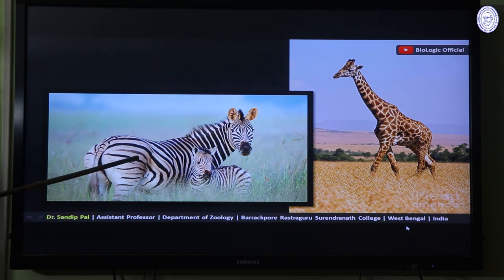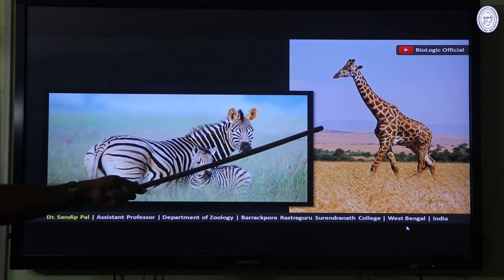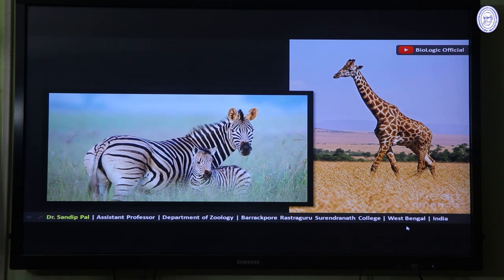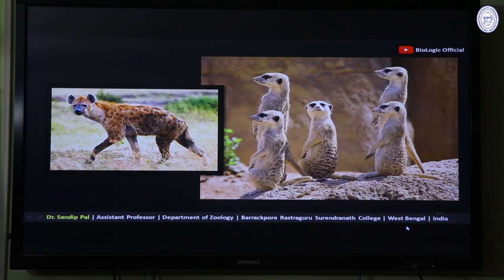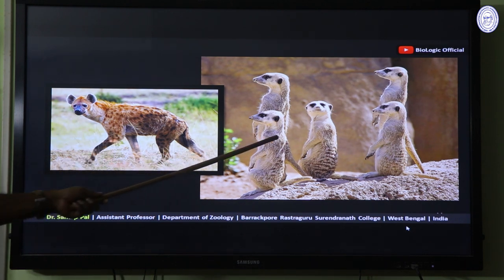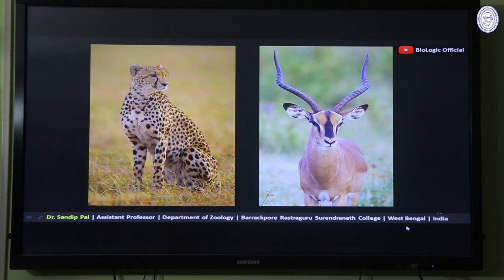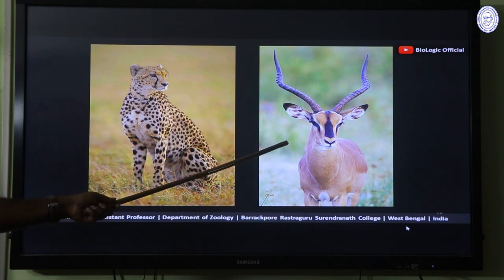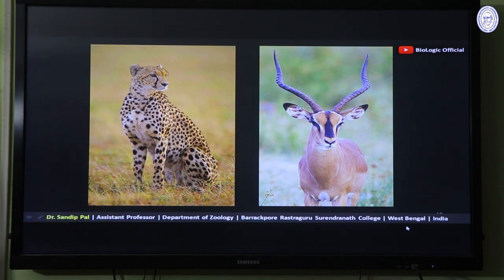And this is zebra, giraffe, found in African savanna. Spotted hyena, and these are meerkat. This is African cheetah, that is Acinonyx jubatus, and its prey, impala, a member from deer family.